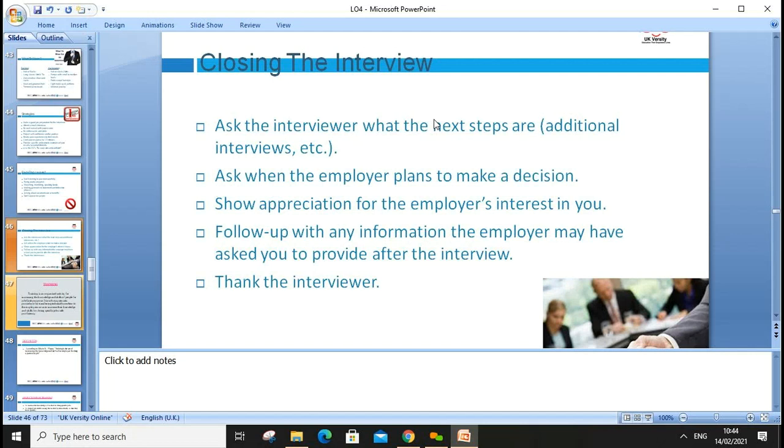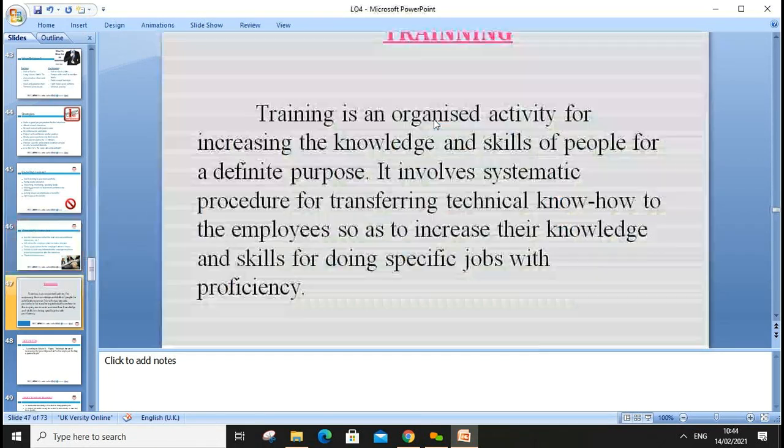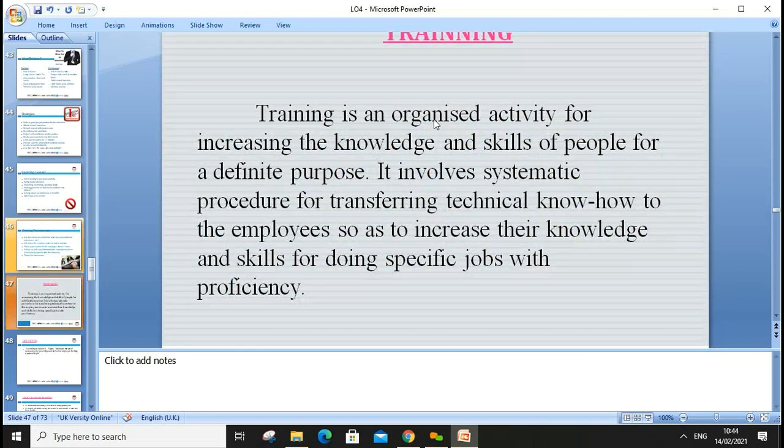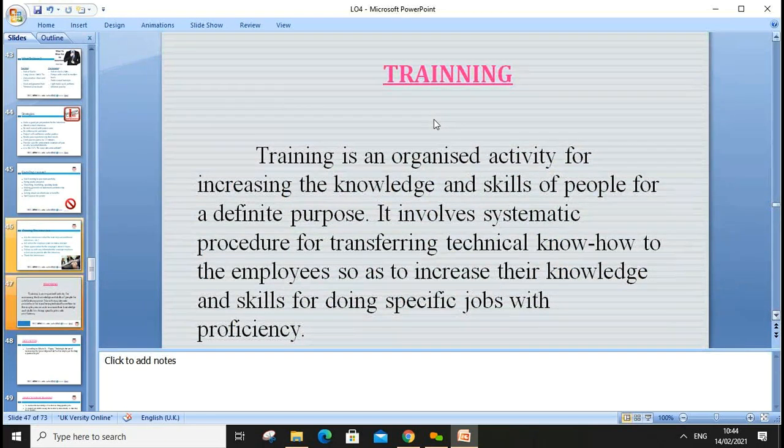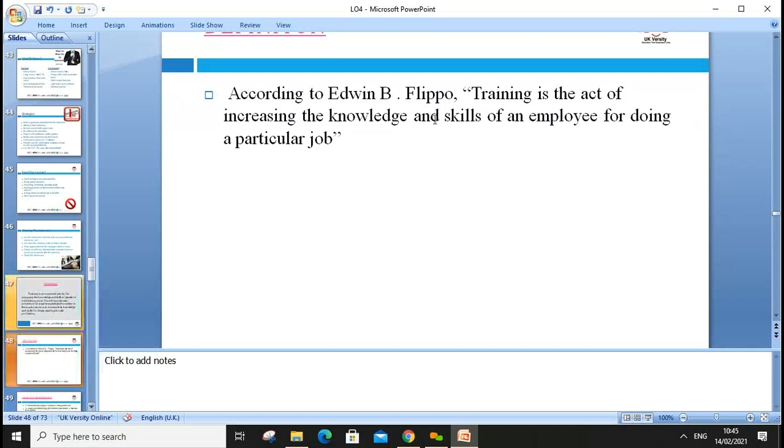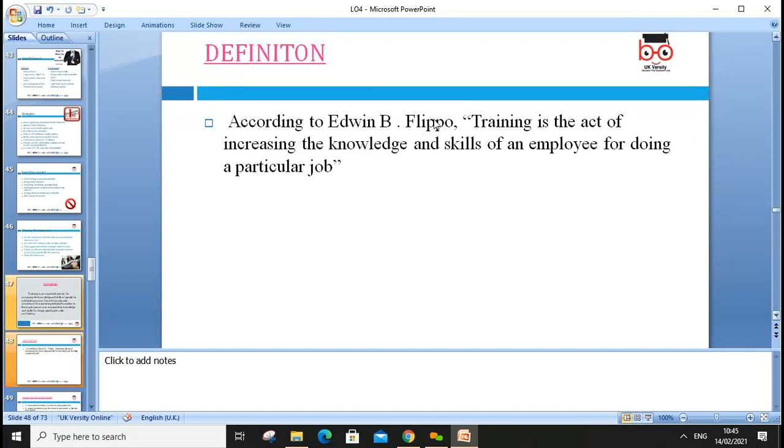Closing the interview: ask the interviewer what the next step will be. Ask when the employer plans to make the decision, show appreciation for the employer's interest in you, and follow up with any information the employer may ask you to provide after the interview.